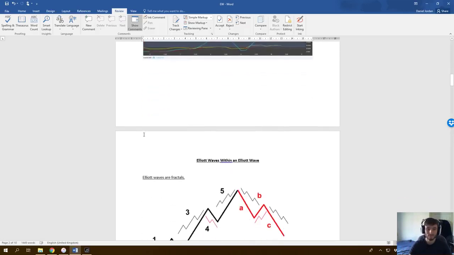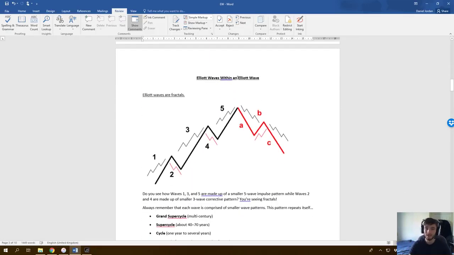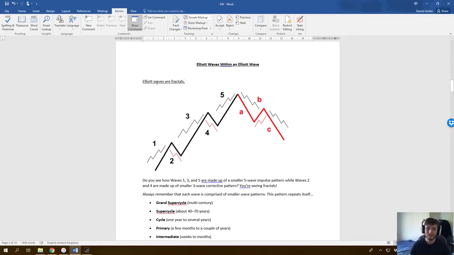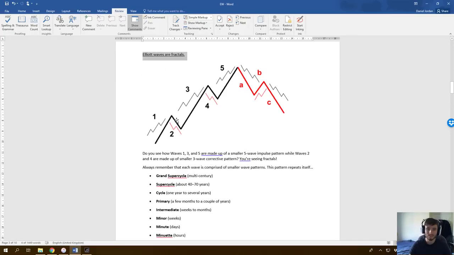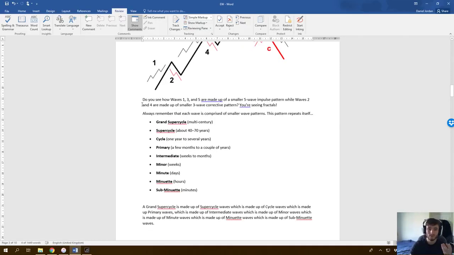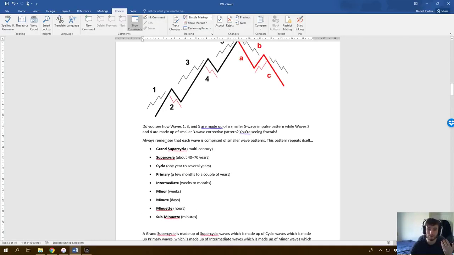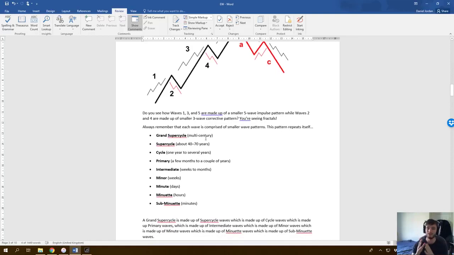It's great. So Elliott waves within an Elliott wave. As you can see here, the 5 and the 3 are all subdivided by more Elliott waves, and this is why you get the subwaves within the Elliott waves, because they all follow this cycle.